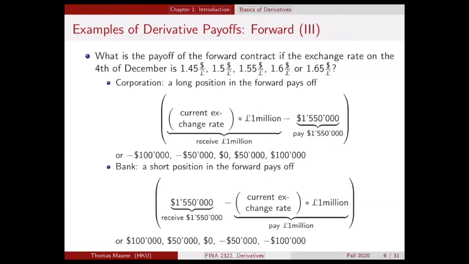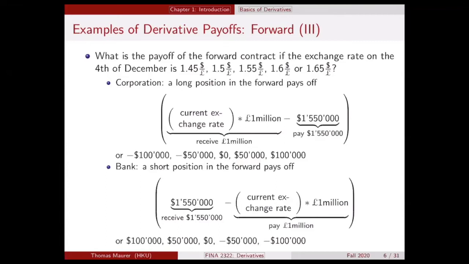On the other side, for the bank, an increase in the price of the underlying is bad news. Well, because they have to deliver the underlying of 1 million pounds, which is now worth 1.6 million US dollars. And on the other side, they only receive the 1.55 million US dollars. So that means for them, this is a loss of $50,000. So again, with cash settlement here, what it means is that the bank has to pay 50,000 US dollars to the corporation.